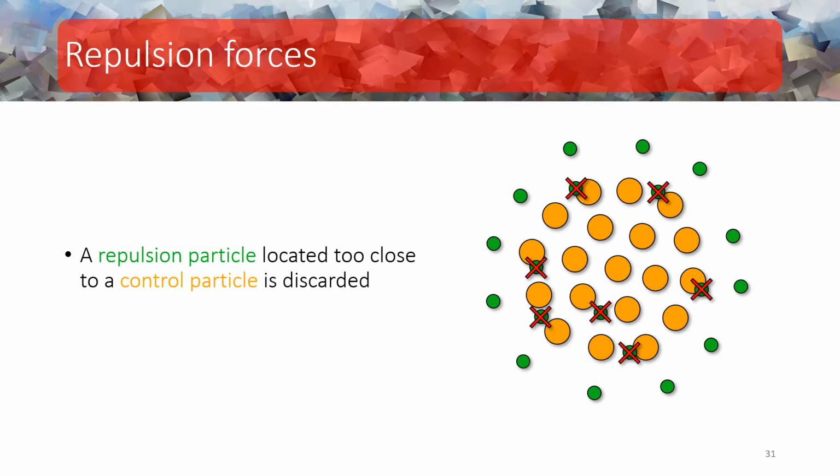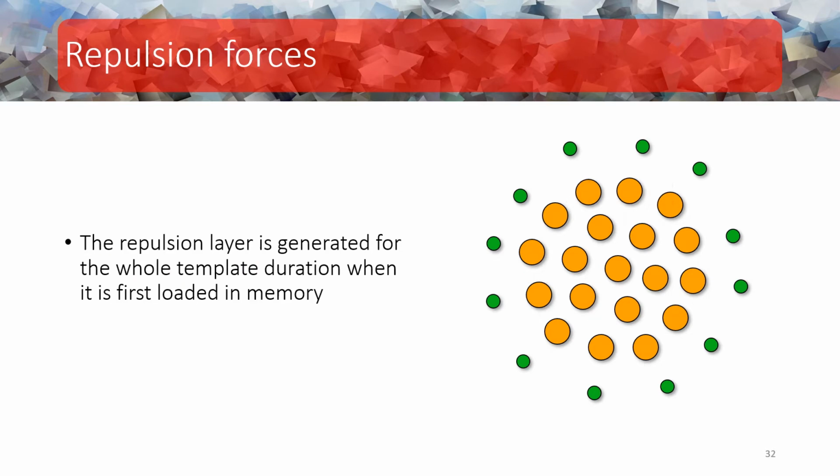Note that repulsion particles located too close to a control particle are discarded. The repulsion layer is generated for the whole template duration during a precomputation process when it is first instantiated in the scene.